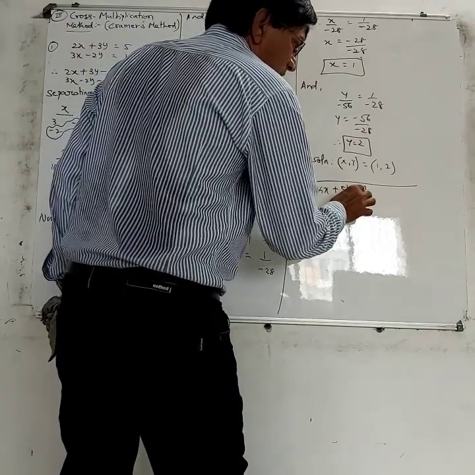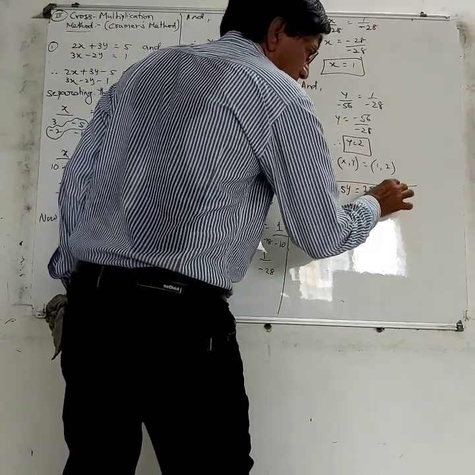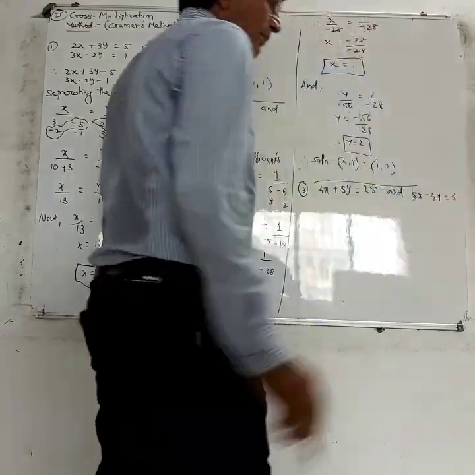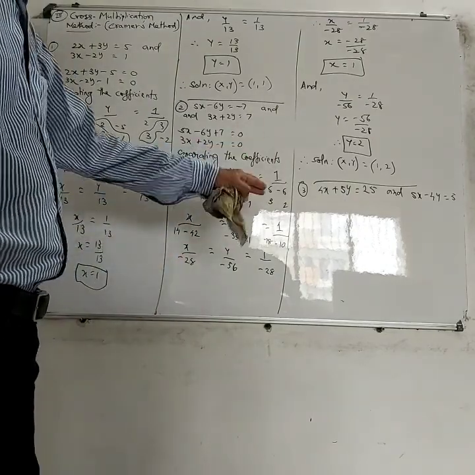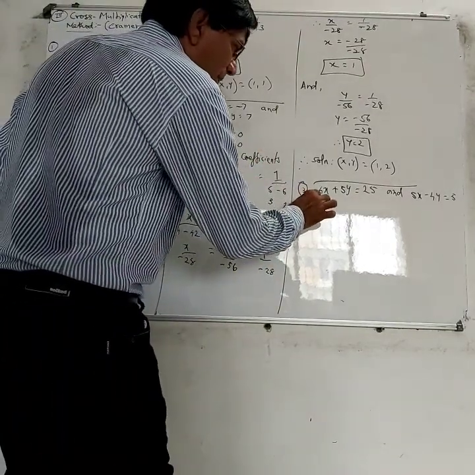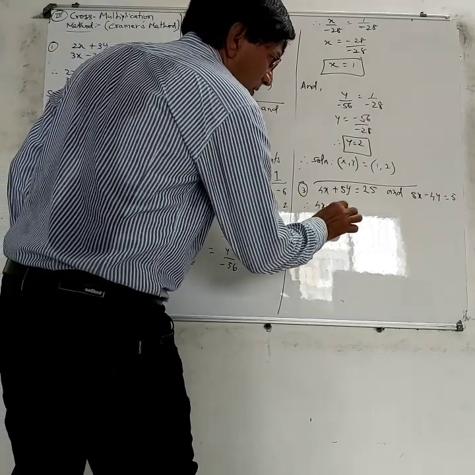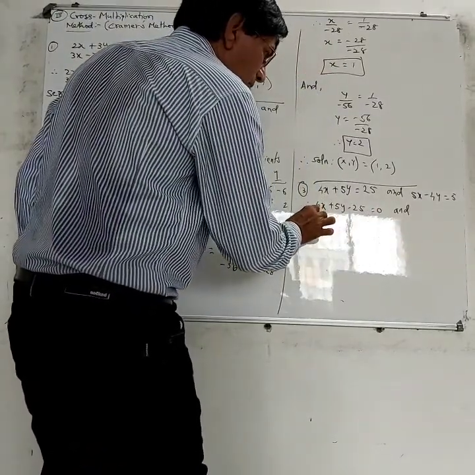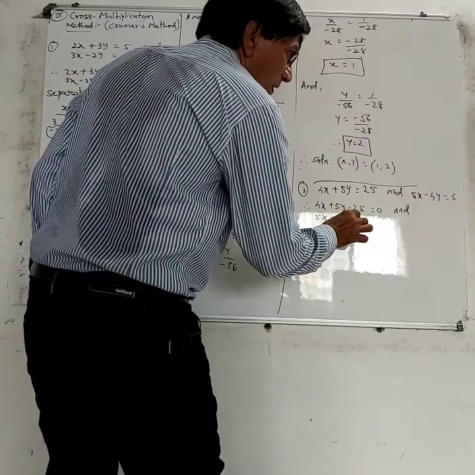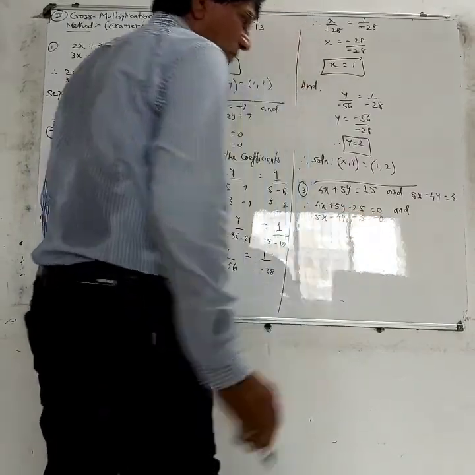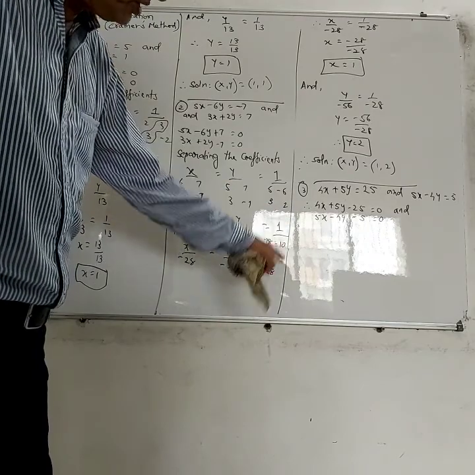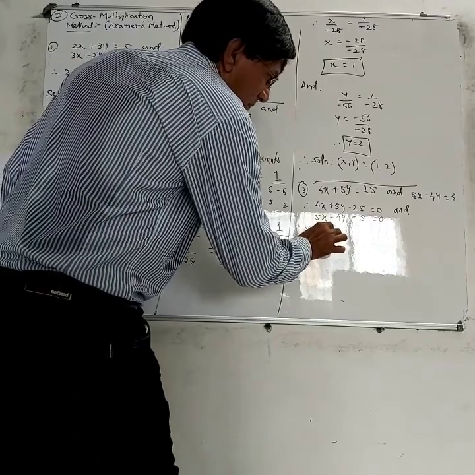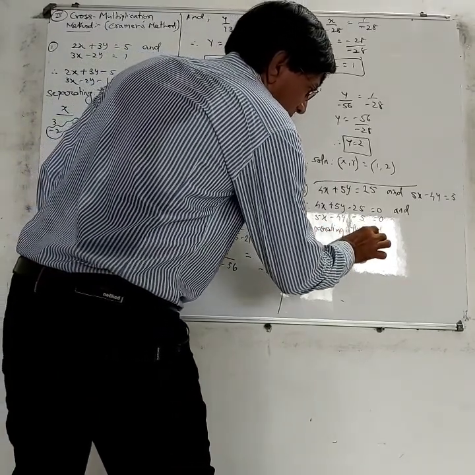4x plus 5y is equal to 25 and 5x minus 4y is equal to 5. Let us suppose I got this. Alright, so first express them in standard form. Therefore, 4x plus 5y minus 25 is equal to 0 and 5x minus 4y minus 5 is equal to 0. Always begin by standard form. Once you got in the standard form, separate the coefficients. Now, separating the coefficients.